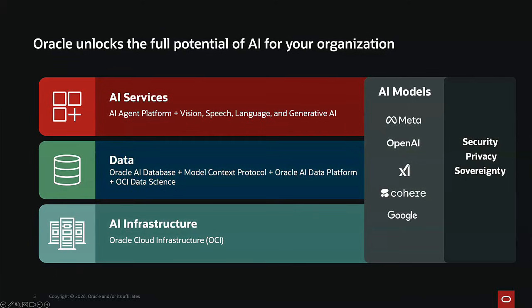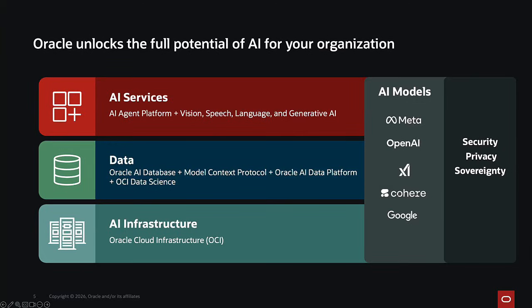If you move up a layer, we have the data layer, and this is going to be critical. This is where you see Oracle AI Database, OCI Data Science. There's also the mention of Model Context Protocol, or MCP, here. Just a quick note, this is a standard we've adopted to allow AI agents to securely query your data without complex custom integrations. We'll talk about that a little more in a later session.